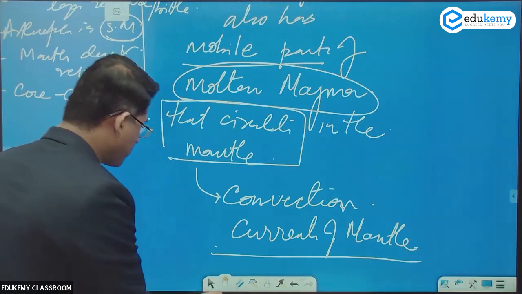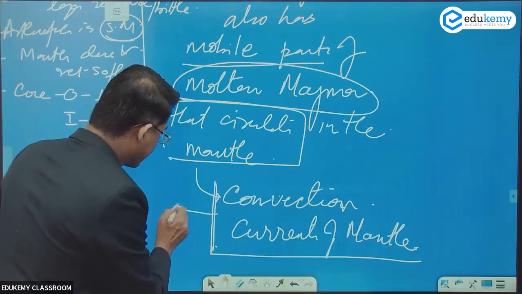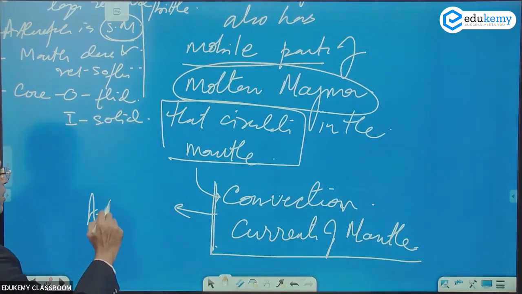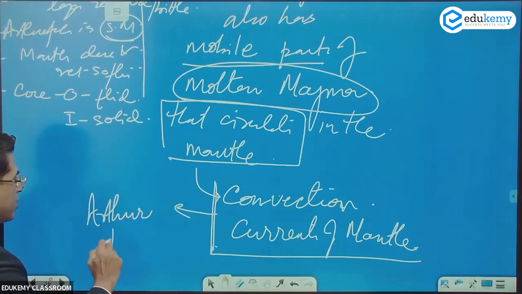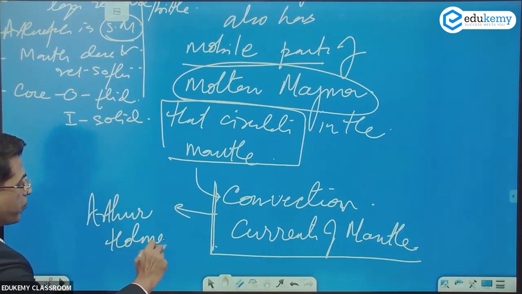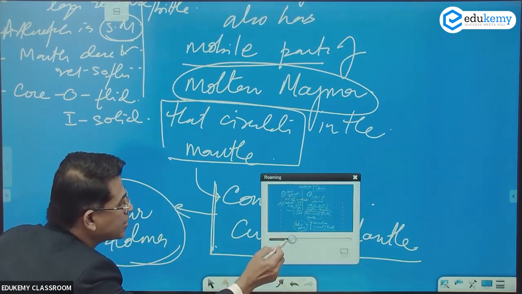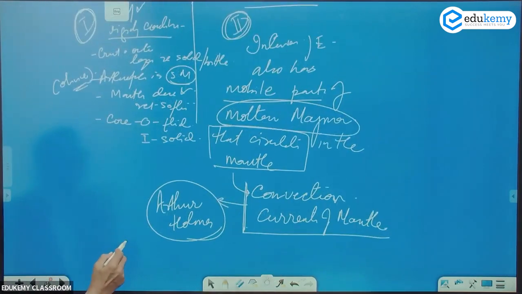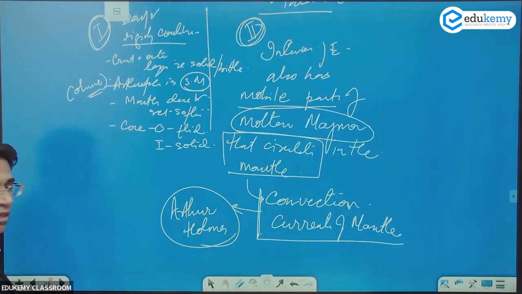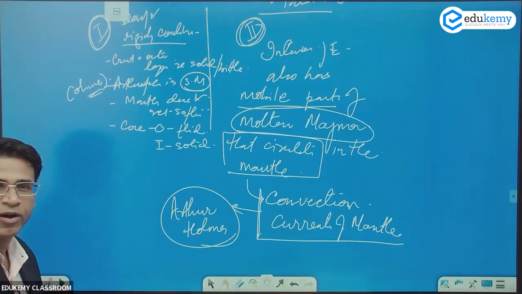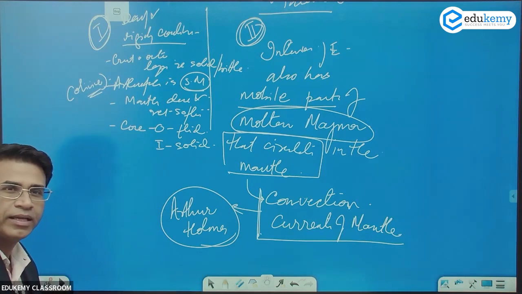Yes, this concept was given by Arthur Holmes. Parts of the mantle are molten and it circulates. This concept was given by Arthur Holmes. Did you write it down? All done?